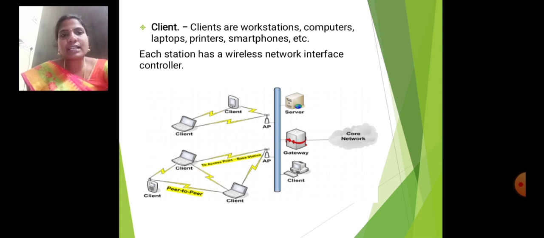Each station has a wireless network interface controller and it uses core networking concepts to receive the signals through the distributed system, and access points are distributing the network among the clients in this diagram.